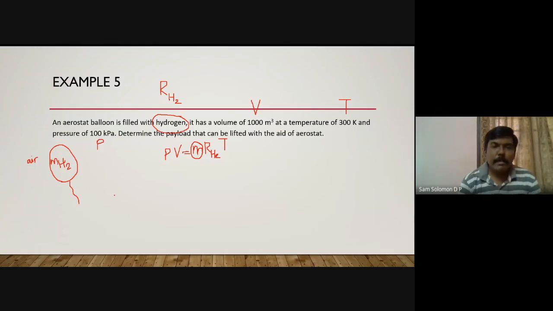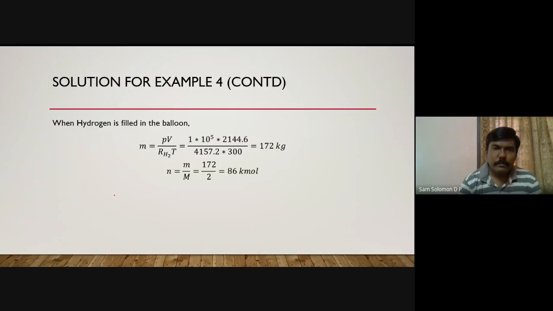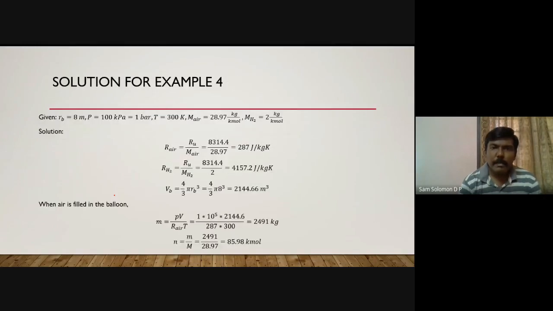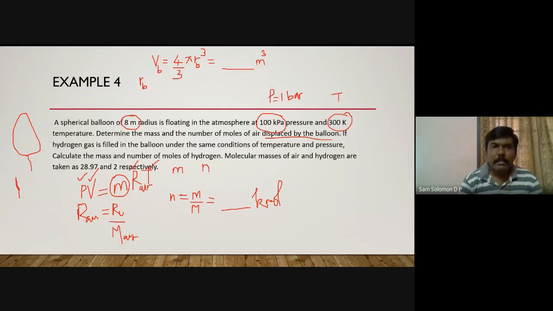In the last problem, if you remember, the question was, determine the mass and the number of moles of air displaced by the balloon. And I told you the mass of air inside the balloon is the mass of air displaced by the balloon. Both are one and the same. But in this particular question, both of them were air. Here also it was air, and outside also it was air. Here also it was hydrogen, outside also it was hydrogen.